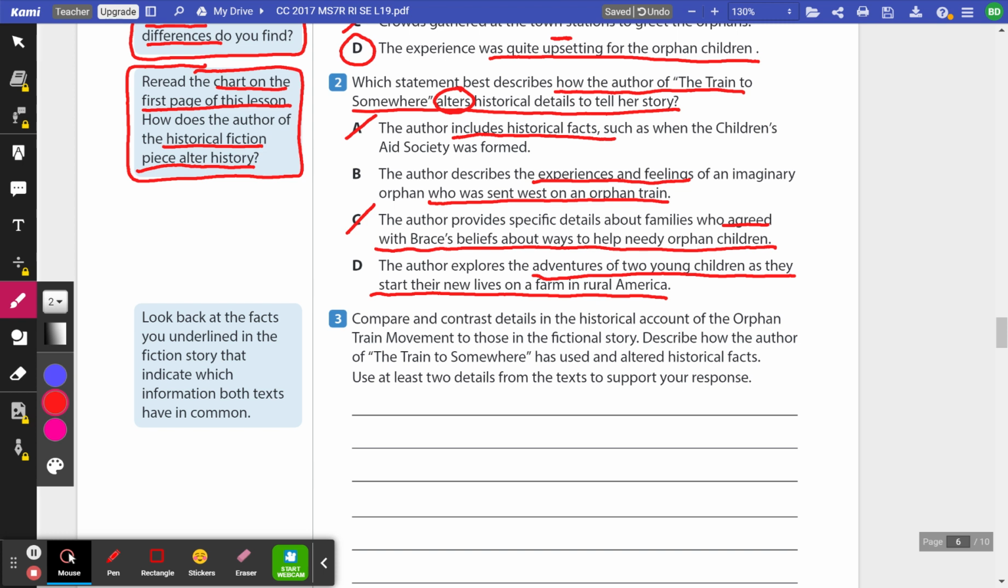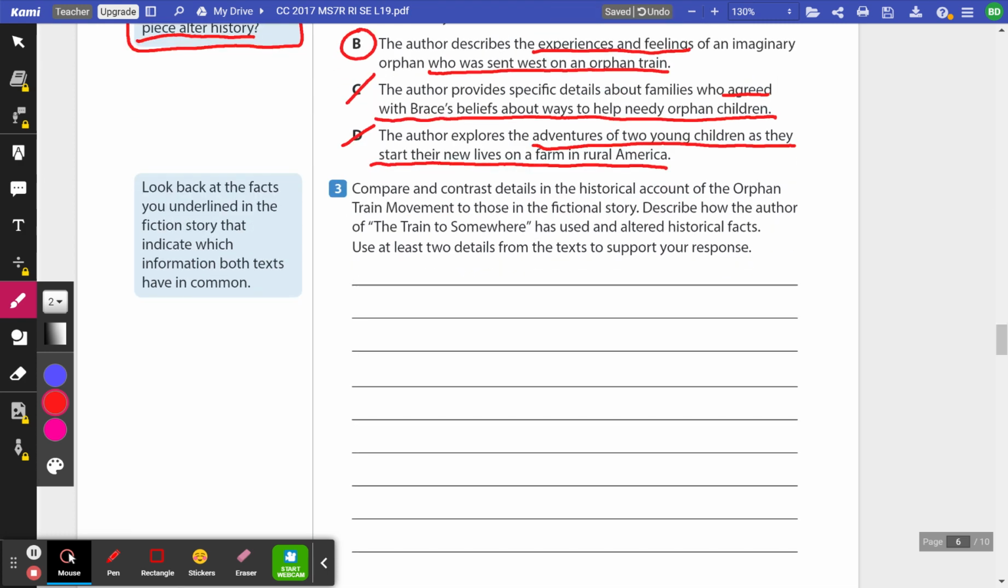And yeah, she is with her brother, but it's more than just their adventure of going to live on a farm. It's more so about the orphan train and how she experienced it personally. So, even though answer choice D kind of has some aspects that the fictional story does, between B and D, B is your better option here. So B is our correct answer.